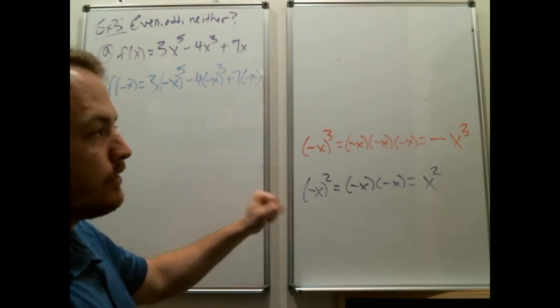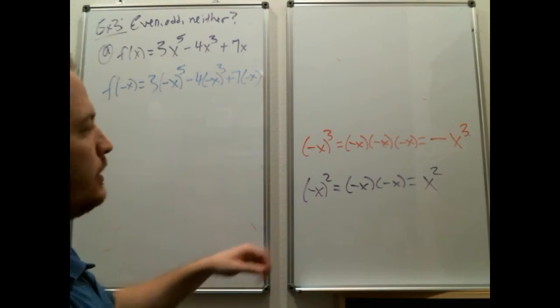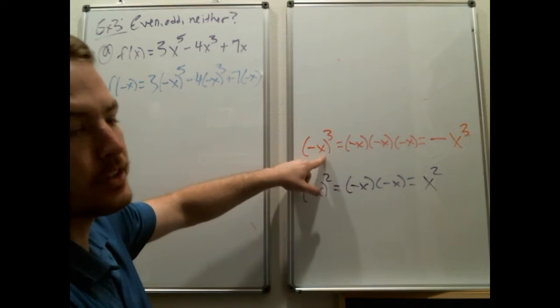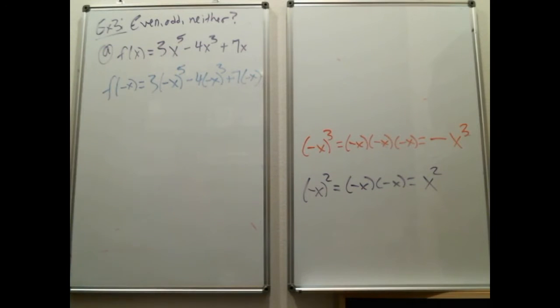Even exponent, the negative gets eaten away. If you have an odd, then the negative comes outside of the parentheses and moves to the front of the term. And I'll show you what I mean on this example.